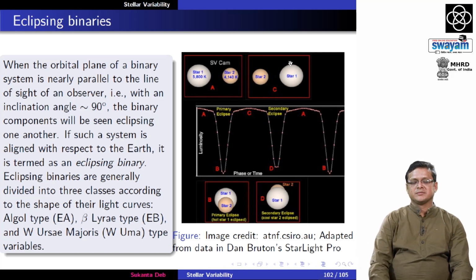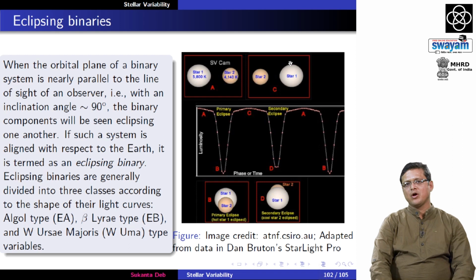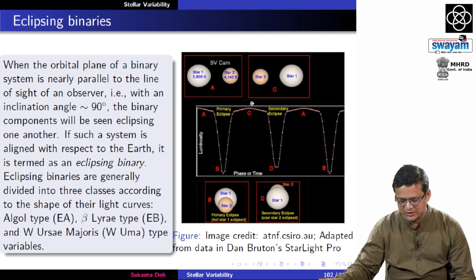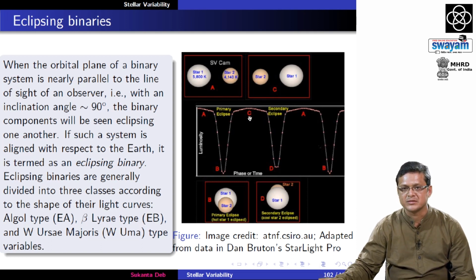Now, eclipsing binaries. When the orbital plane of a binary system is nearly parallel to the line of sight of an observer, that is with an inclination angle of 90 degrees, the binary components will be seen eclipsing one another. If such a system is aligned with respect to the Earth, it is termed an eclipsing binary. Eclipsing binaries are generally divided into three classes according to the shape of their light curves: Algol type, EA; Beta Lyrae type, EB; and W Ursae Majoris, W UMa type binaries. This is an example of an eclipsing binary star.